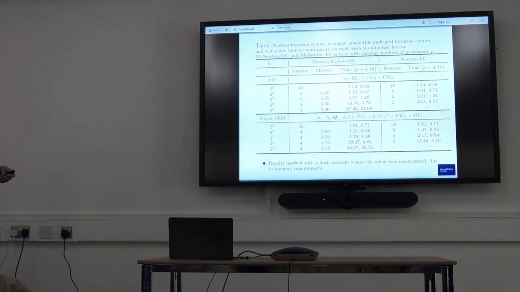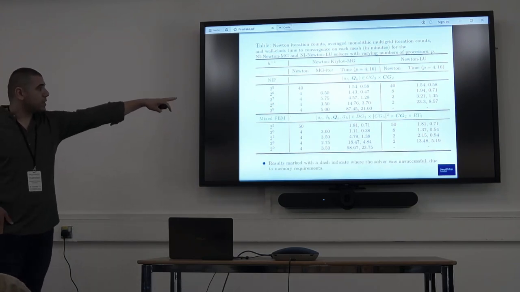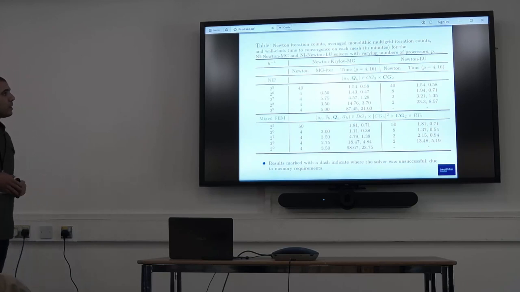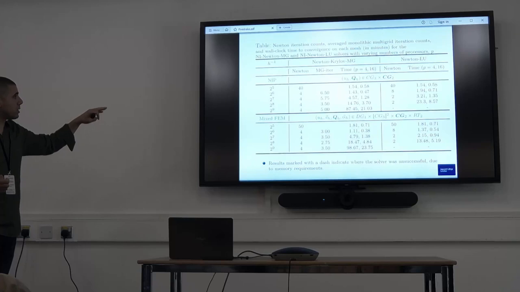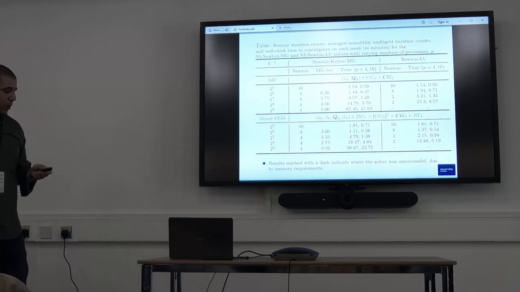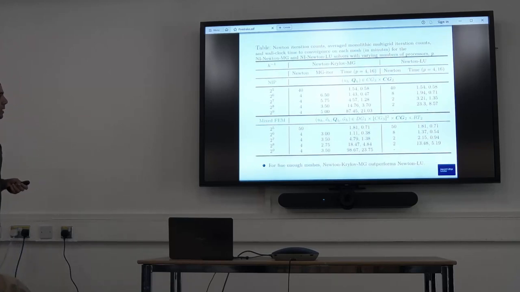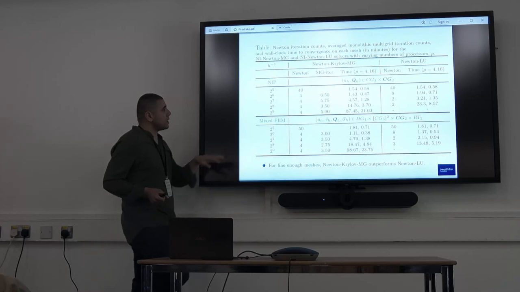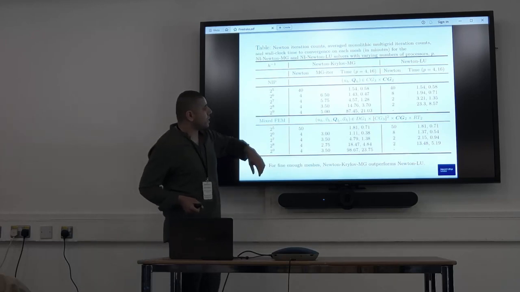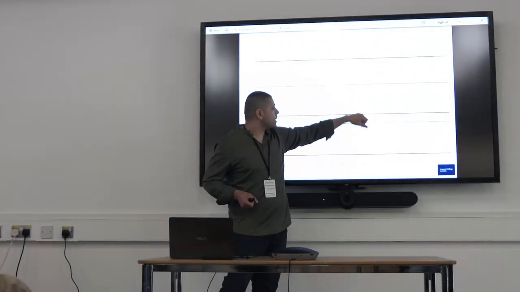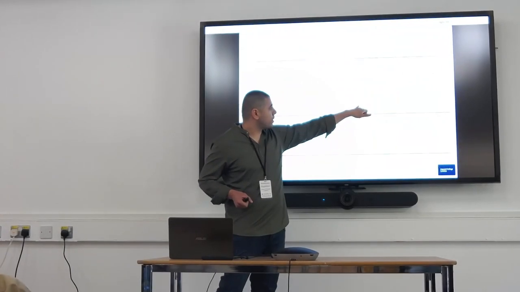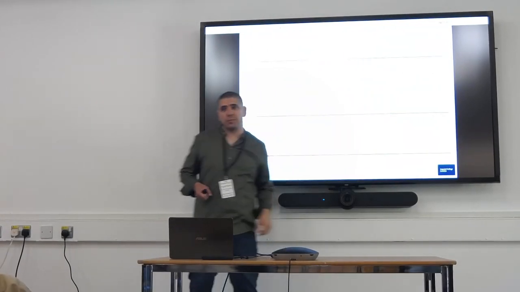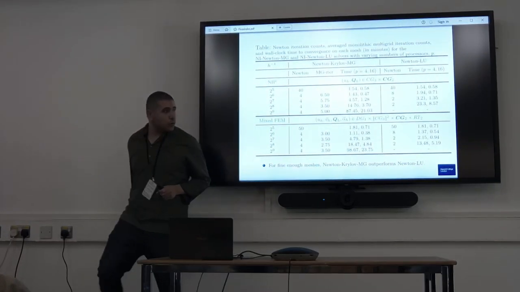The dashes here mean that Newton LU couldn't solve at the resolution 2 to the power 9 because of the memory limitation. Also, we could finally see that Newton Krylov multigrid outperforms Newton LU, especially in non-symmetric interior penalty methods. Using 16 processors, we need 3.7 minutes, while we need 8 minutes for Newton LU.